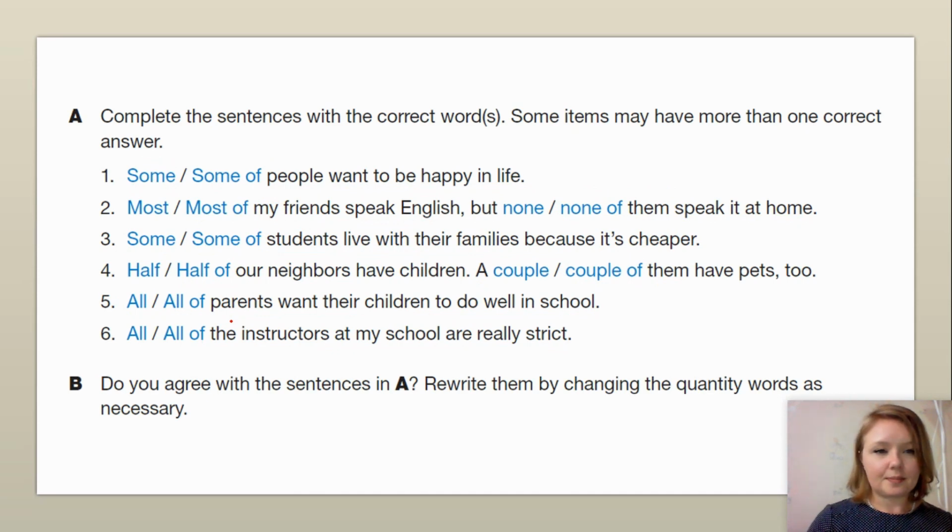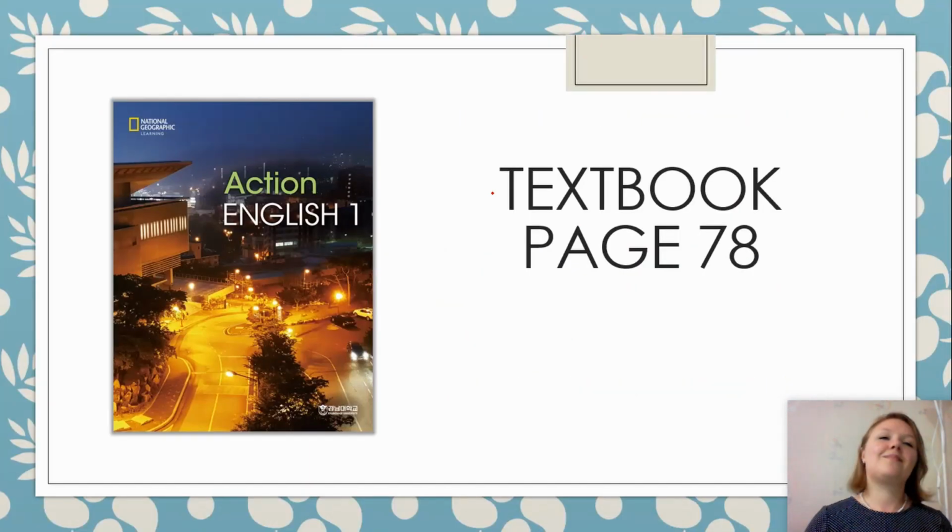All right. So I wonder if you agree with these sentences that some people want to be happy in life. If not, please rewrite them and change the words as necessary. For example, we saw in number one, some people want to be happy in life. I disagree. I think all people want to be happy in life. So, like this, in your book, please change the sentences so that you agree with them. Okay, now let's go on to page 78 in your textbook.